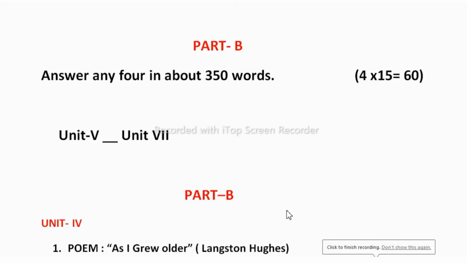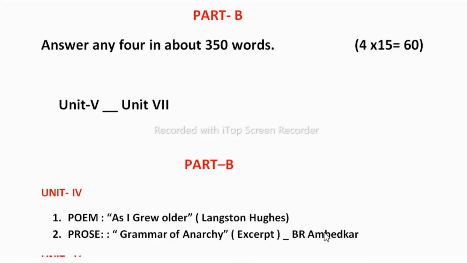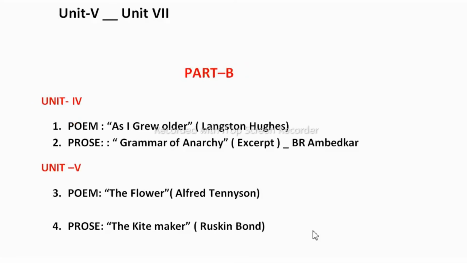Now in part B, unit 5 to unit 7. So again in this part you will get 8 questions. Out of those 8 questions, you're supposed to answer any 4. Each question carries 15 marks, and you have to answer that question in 350 words. So let's see what are the topics you have in unit 5 to unit 7.